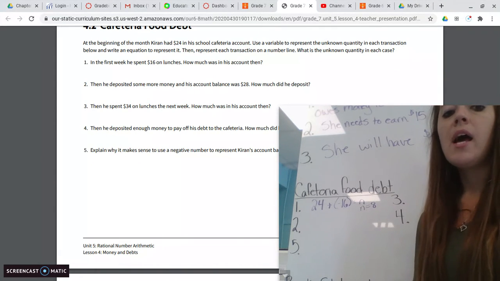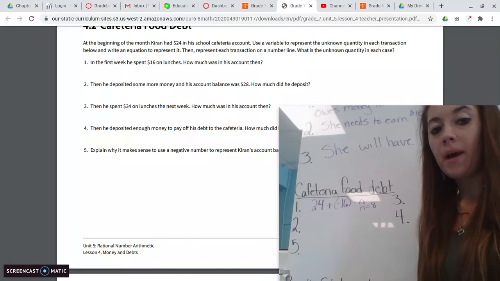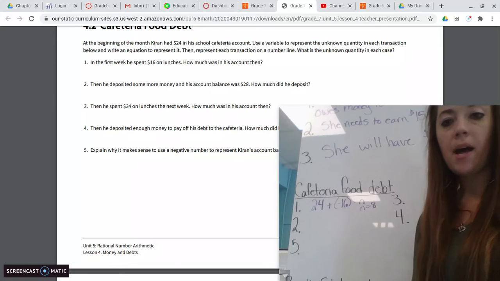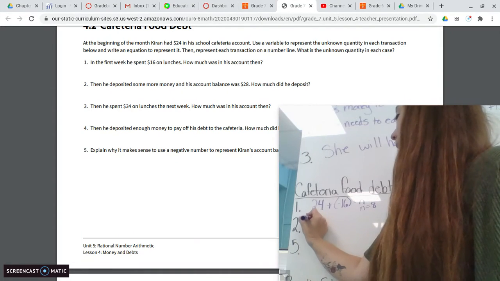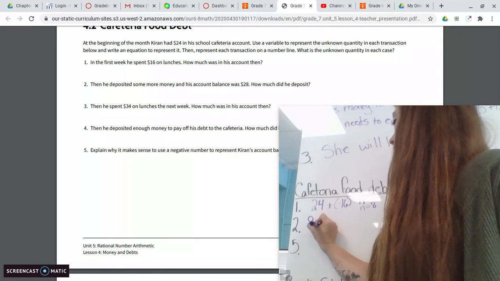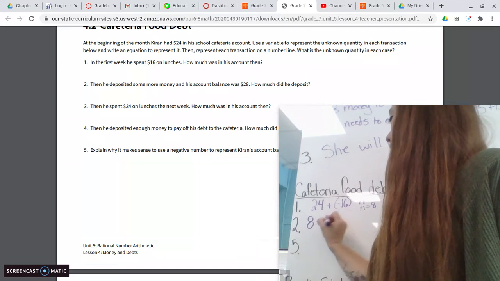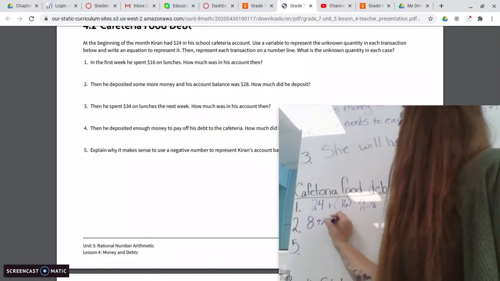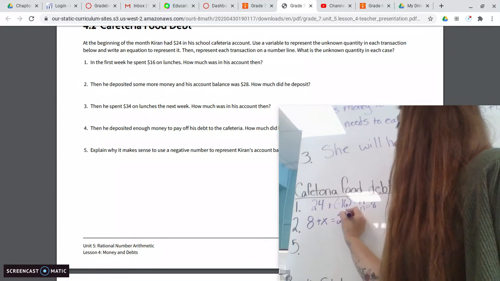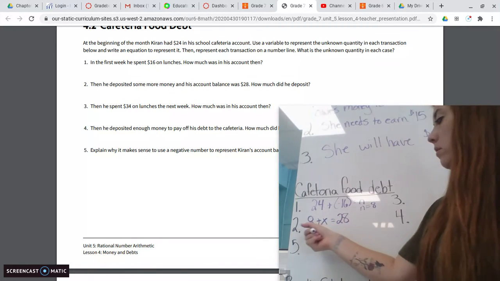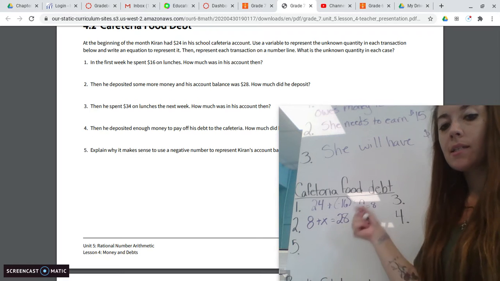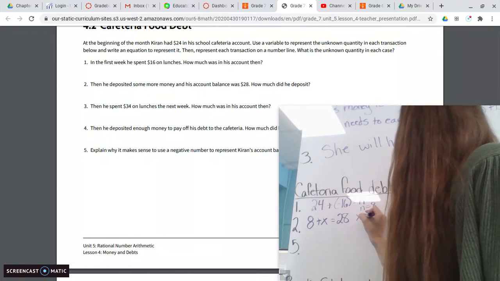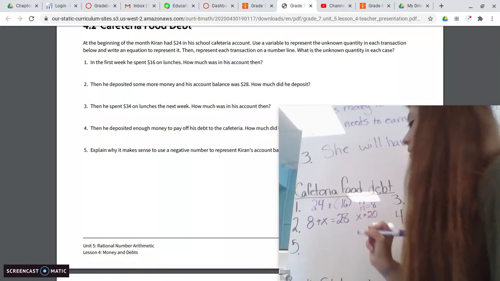All right, number 2. Then he deposited some more money and his account balance was $28. How much did he deposit? Well, we know he had $8 in his account. He deposited some amount of money, which I'm going to notate with x, and it equaled $28. So what plus 8 is going to give us 28? 20. So that means he deposited $20.